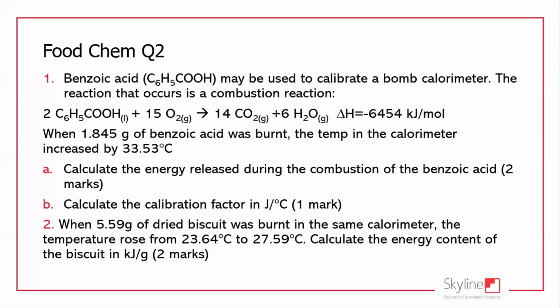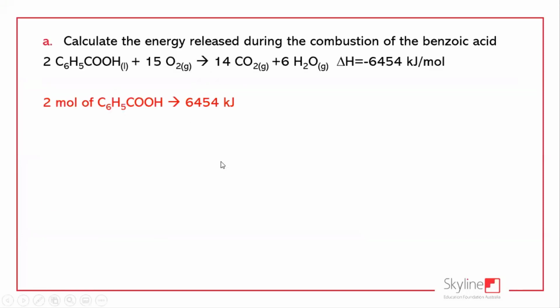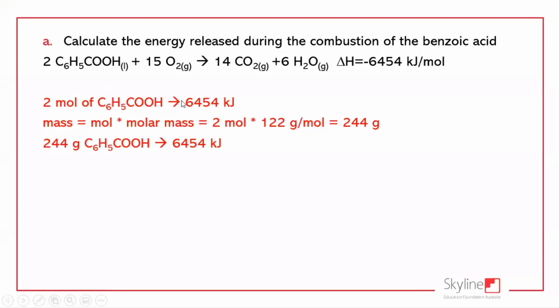So here is a perfect question. Benzoic acid may be used in a bomb calorimeter. Here's the solution. 1.845 grams of benzoic acid was burnt and the temperature increased by 33.53. Okay, so 2 moles of benzoic acid produces 6,454 kilojoules. The mass of benzoic acid is moles times molar mass. Therefore, the mass of 2 moles is 244 grams. Therefore, 244 grams corresponds to 6,454 kilojoules released.